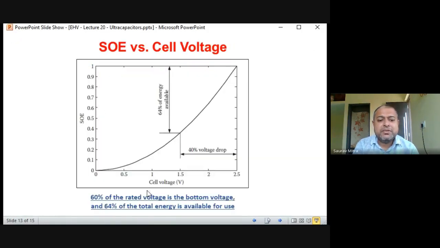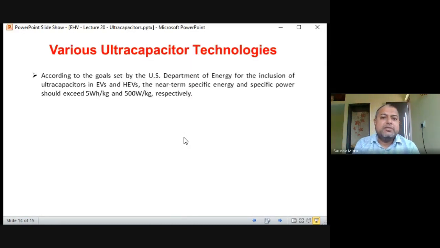So here it is given. This is a graph between cell voltage and SOE. You are finding that below this, the ultracapacitor is not going to give any kind of discharge. So various ultracapacitor technologies, according to the goals set by the US Department, is a very important dictum.